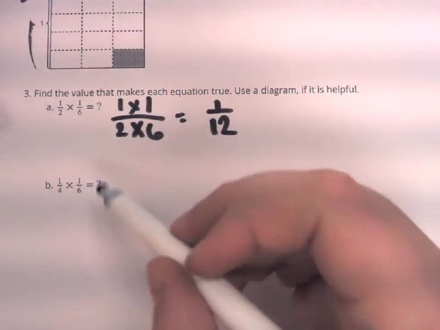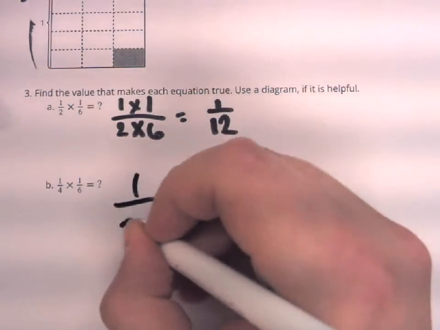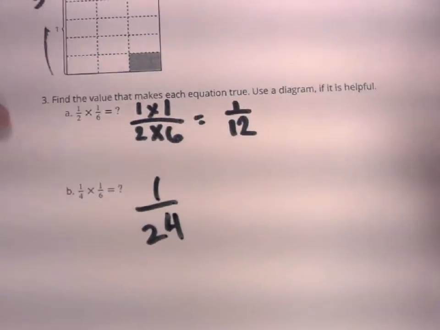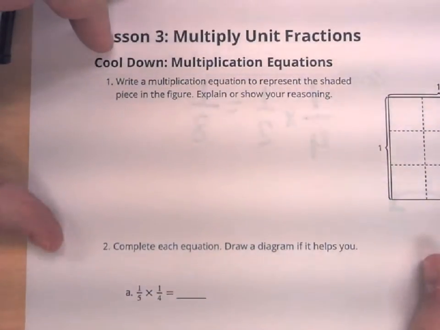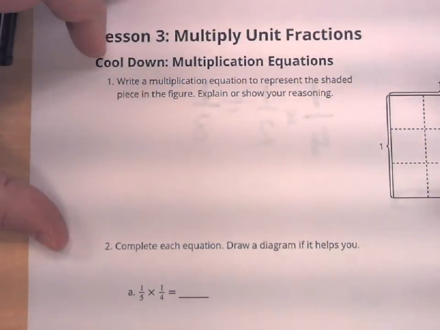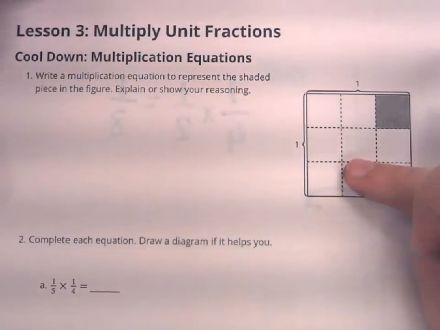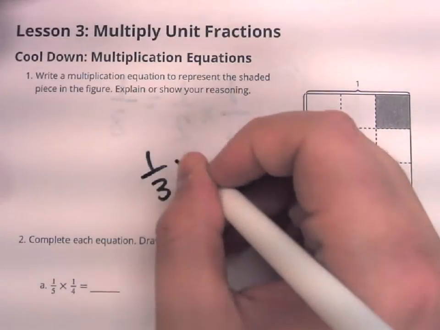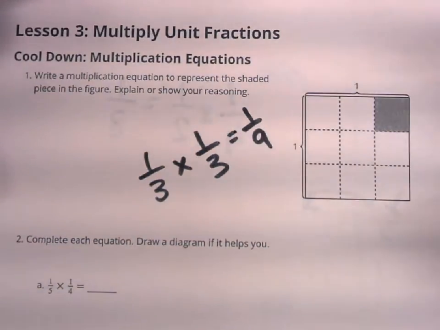Going down here, we have 1/4 multiplied by 1/6, and that gives you 1/24, which many students already knew from the earlier problem. Students were asked to do a total of 3 things here. First, to identify the multiplication problem represented, and that would be 1/3 multiplied by 1/3, which equals 1/9.